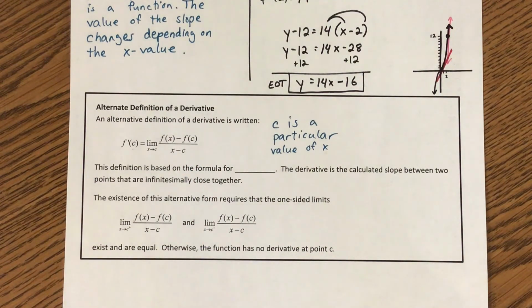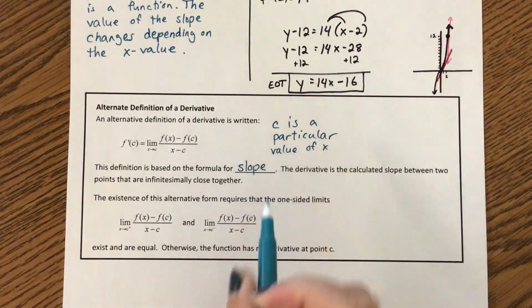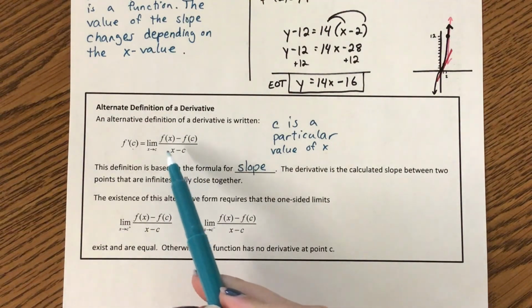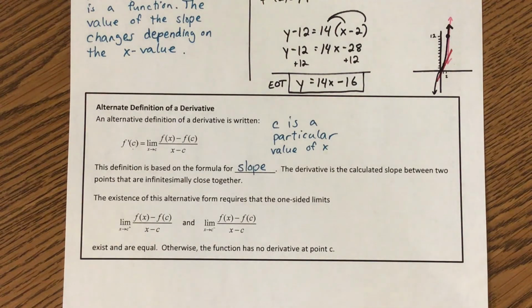This definition is based on the definition for slope of a line. It looks really similar to f of a minus f of b over a minus b. The derivative is calculated slope between 2 points that are infinitesimally close together. I said the word infinitesimally correct and then the word close wrong. Good job, Miss Campbell. So that means really, really close together, so much that the difference between them is practically 0.